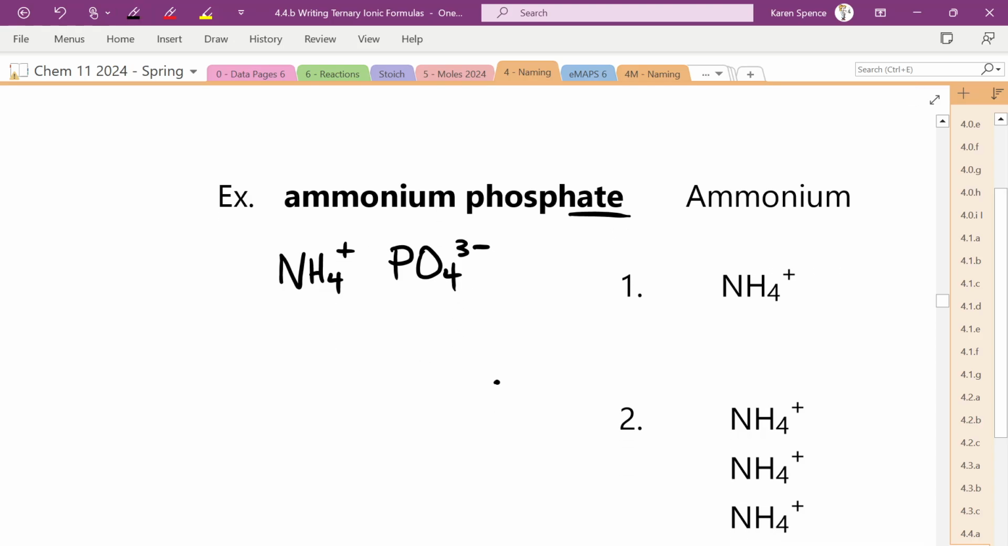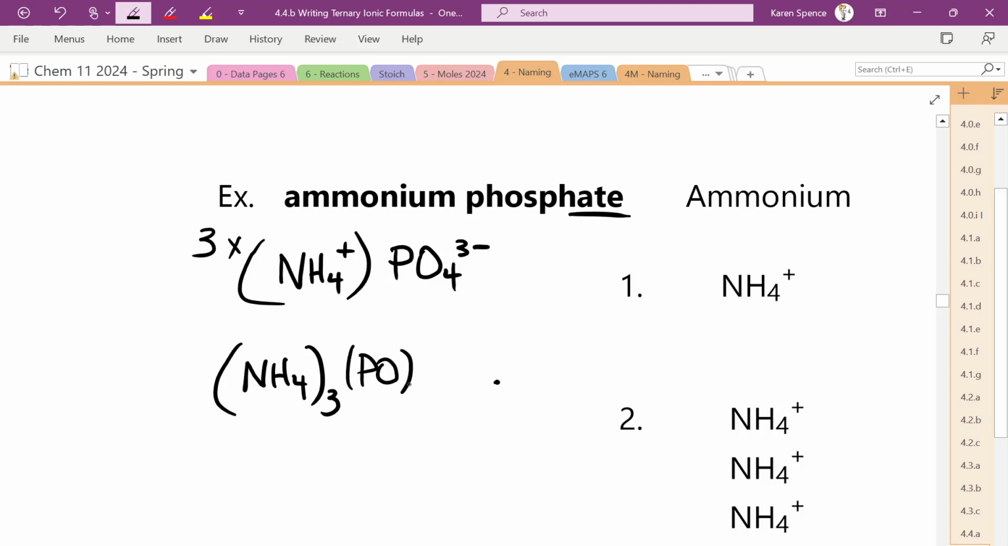Now, lowest common multiple, shush. Do you guys not want to be done so you can work on things? Okay, what's the lowest common multiple of 1 and 3? 3. So I need to take this one and I need to multiply by 3. That's going to give me NH4. How do I put the 3? Brackets. 3. So I got 3 of those. How many PO4s do I have? 1 PO4.